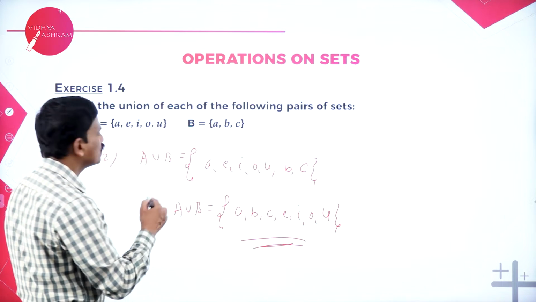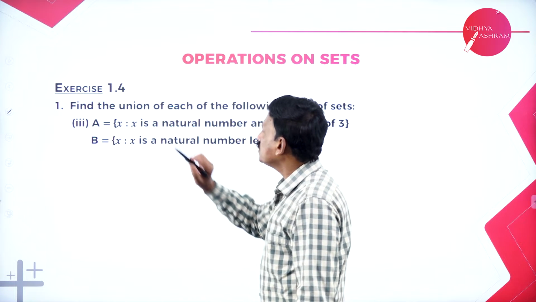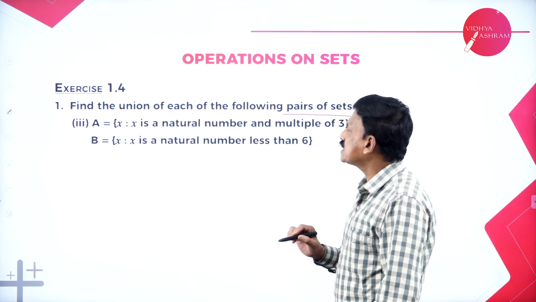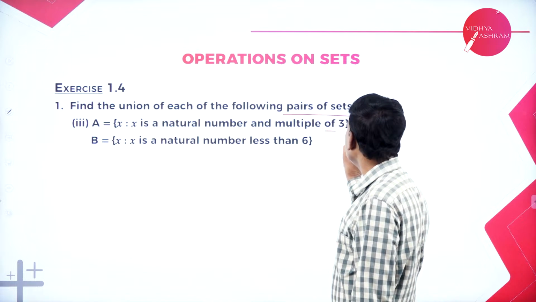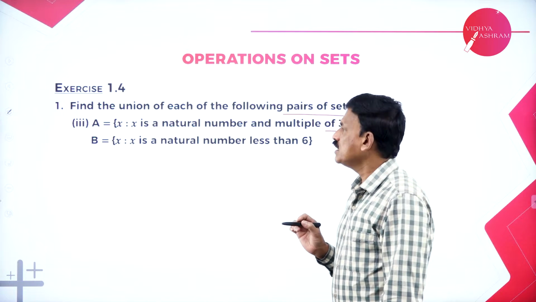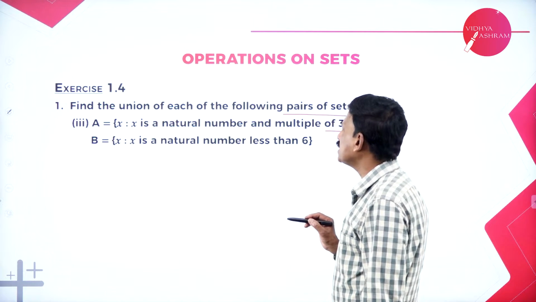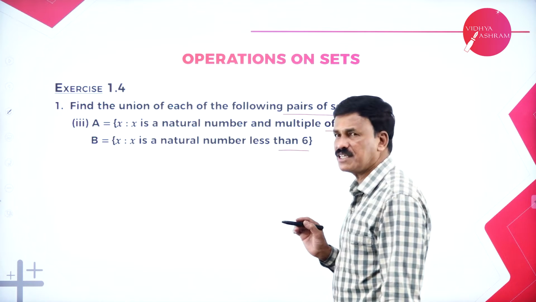These are the elements of the set A union B. Now, next. This is given in the form of a statement. A is equal to x such that x is a natural number and multiple of 3. Multiples of 3, a natural number which is a multiple of 3. And B is x such that x is a natural number less than 6. Now for this we have to write the union.